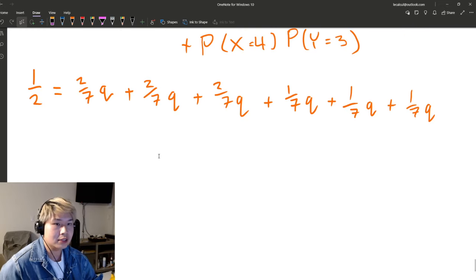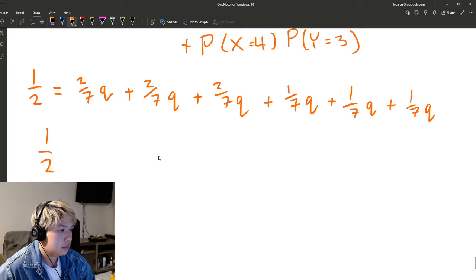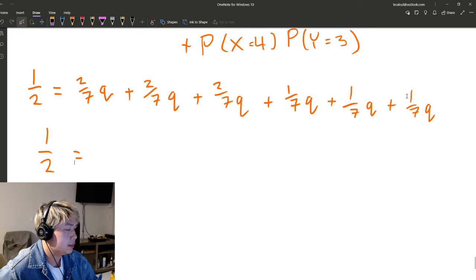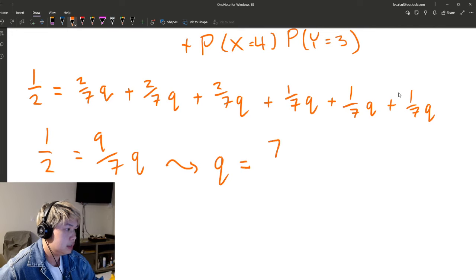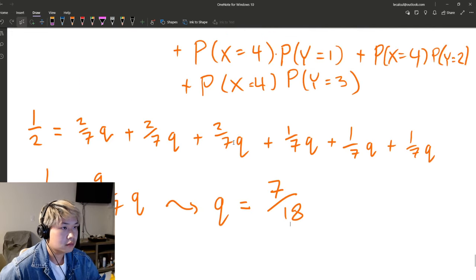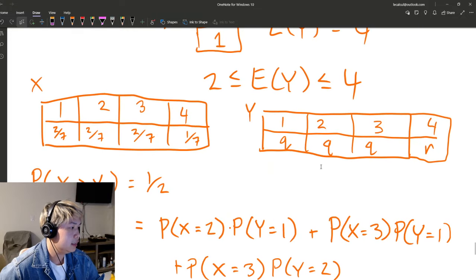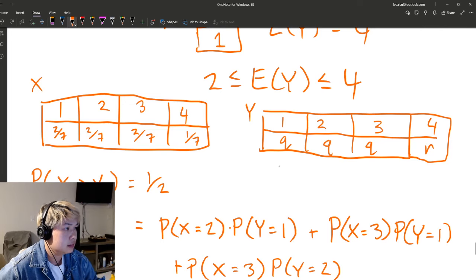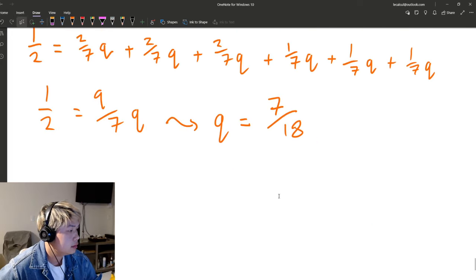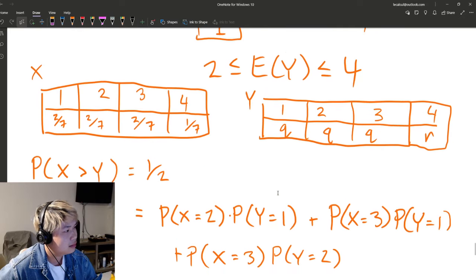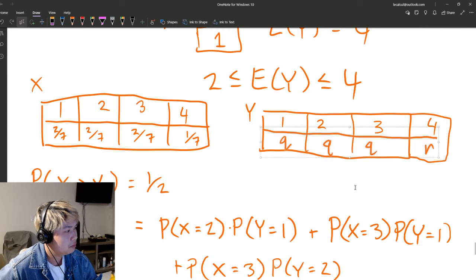Okay, and then this is pretty nice. We can solve for q. So what's 2 plus 2 plus 2 plus 1 plus 1 plus 1? 6, 7, 8, 9. So this is 9 over 7. Which basically means that q is going to be 7 over 18, right? And then now that I know that's 7 over 18, I can go back and fill out this table. Does that even work out? Because wouldn't that be more than 1? That adds up to more than 1.